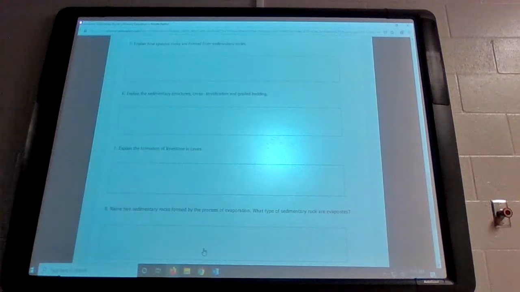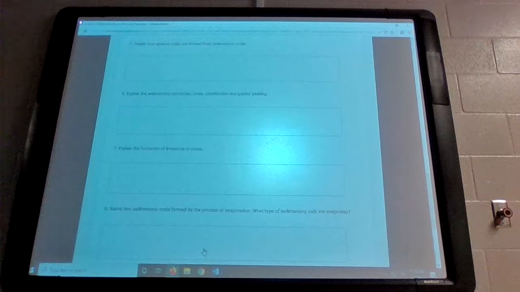Now graded bedding. I think I showed y'all this the other day just before we left. Graded bedding is when I have a stream that flows at different rates during the year. So when the stream is flowing fast, it picks up all the big stuff, like right after it rains. And then as soon as it stops raining and the river slows down a little bit, all your big stuff gets dropped out into the bottom of the riverbed. So I get all my big stuff laid down here in the bottom.